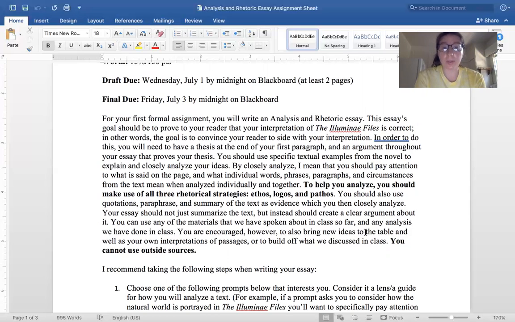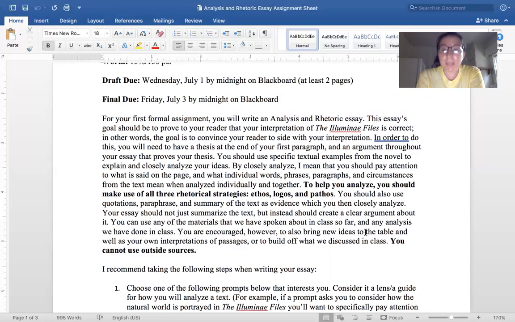In other words, the goal is to convince your reader to side with your interpretation. In order to do this, you will need to have a thesis at the end of your first paragraph and an argument throughout your essay that proves your thesis. I'm guessing because many of you probably took UCOR 101 at some point or an equivalent, you're probably familiar with those terms, although in our prior lesson I went over them.